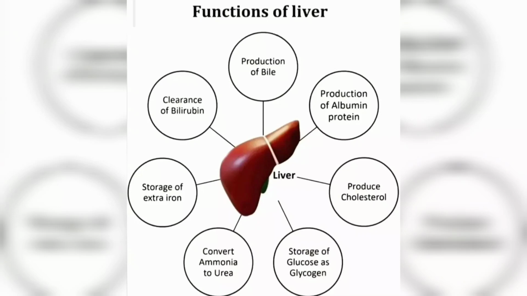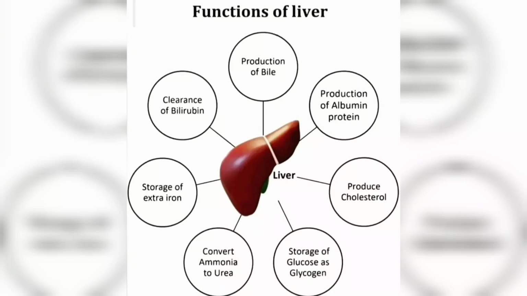So today we are going to discuss the main functions of the liver. The first main function of the liver is the production of bile. The second one is clearance of bilirubin. Bilirubin is formed in our body as a result of the breakdown of RBCs, and it is very toxic, so it is excreted from our body with the help of the liver.